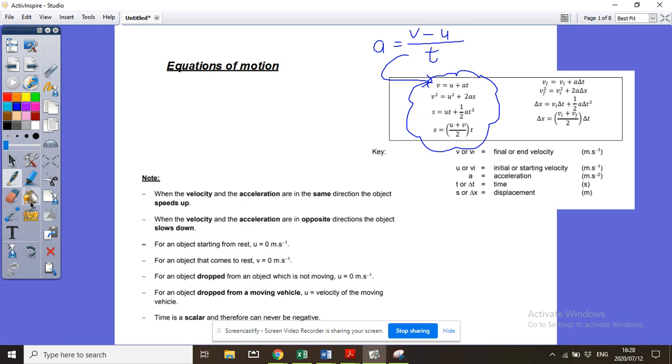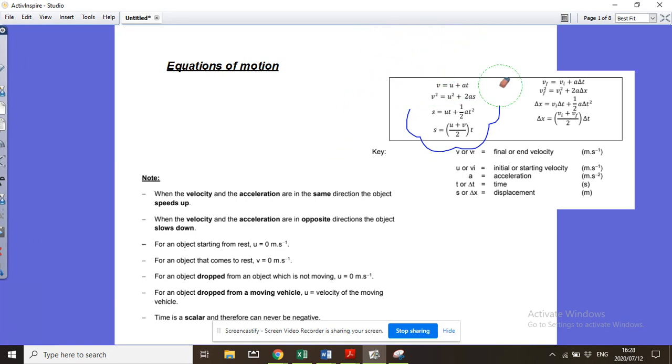Now if you look at the equations here already, you will see that there are two different sets of equations given to you on your information sheet. You can have equations that have V, U, A, T, and S, or you'll have the set of equations that has VF, VI, delta T, delta S, and also the A. I am going to use these variables for this video. You are welcome to use the others if you want. Different teachers like to use different ones.